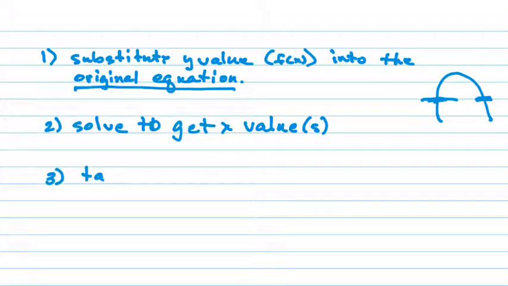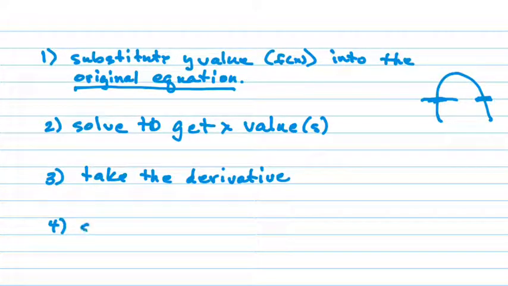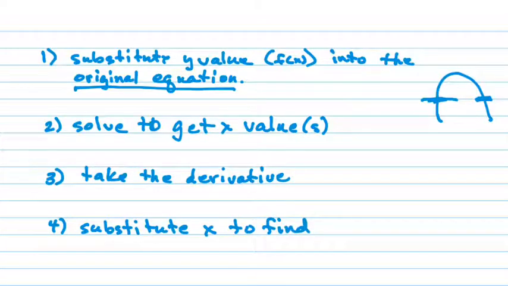Then you're going to take the derivative. Okay? And of course, anytime you're taking the derivative, we mean the derivative of the original function. Then substitute x to find the slope or gradient, whichever one you want to call it, is perfectly fine with me.